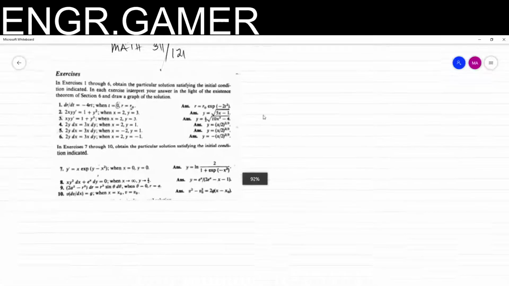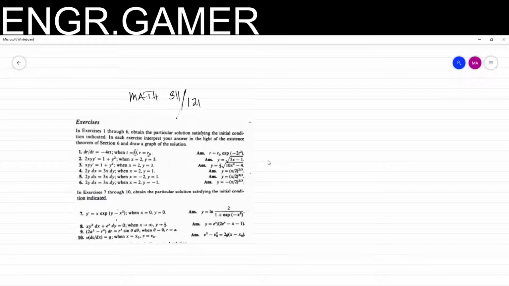Good morning everyone. So now we're going to show the solution for the exercises given for Math 311 and Math 121. These problems are under the topic second order, first order, and separation of variables. So ang sasagutan natin dito is yung number 2, 3, 4, 5, at saka number 10.